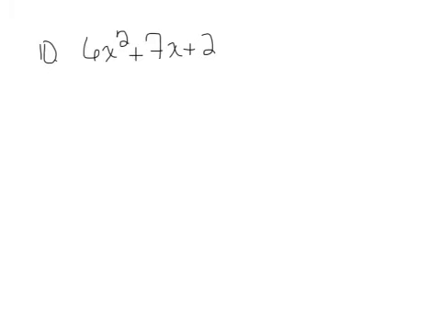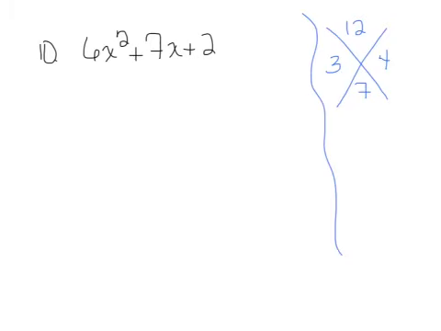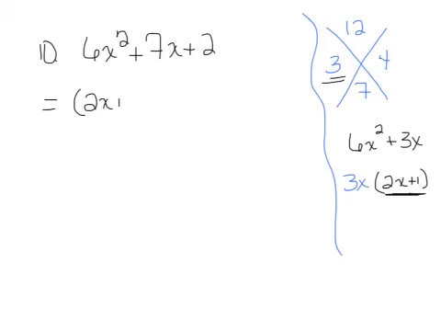Okay, for number 10, we are looking for factors of 12 that will add up to 7. Factors of 12 that add up to 7, I know are 3 and 4. So I come over here and I take 6x squared, and let's do plus 3x. And what can I factor out of 6x squared plus 3x? I can factor a 3x out of there, and I'm left with 2x plus 1. So I come over here and I say, okay, 2x plus 1 is one of the factors, not terms, sorry.